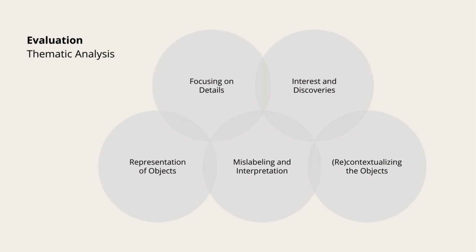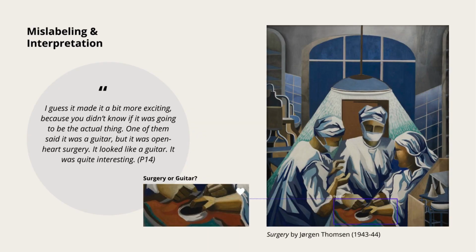The application SMKExplore was tested on-site at the National Gallery of Denmark on 22 participants. Through thematic analysis, we identified 5 themes, and in this presentation we'll highlight 2. First, the theme, mislabeling and interpretation. Out of the 22 test participants, 12 said that they noticed objects that were not correctly classified. When we asked them if this influenced their experience, none of these 12 participants said that it bothered them.